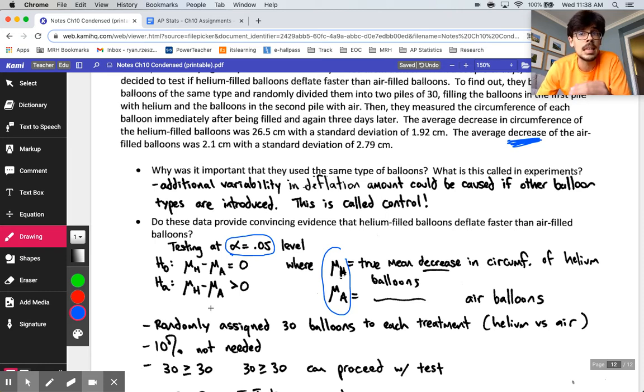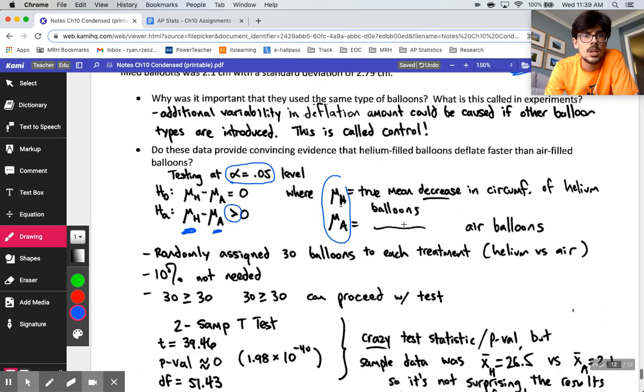But if I think helium is going to deflate faster, that means the decrease for H is going to be bigger than the decrease for A, so I used a greater than 0. If I instead define my variable to be how much air is left, well, then I would think H is going to be smaller or less than A. It's all about what you're measuring in the problem. So we set this up. We suspected helium deflates faster, so the decrease will be greater for that.